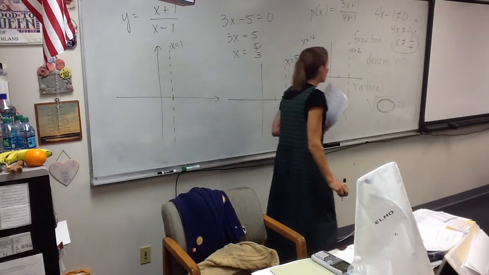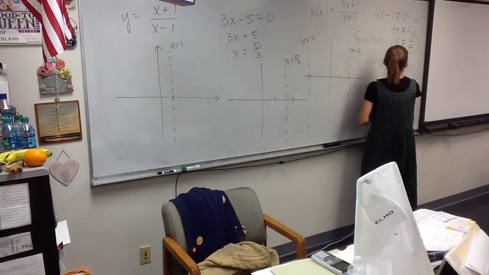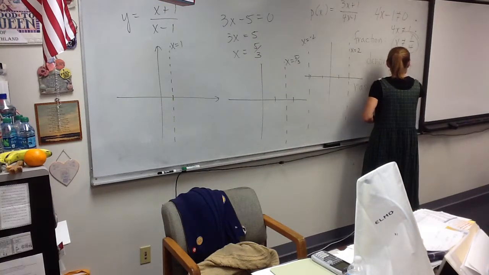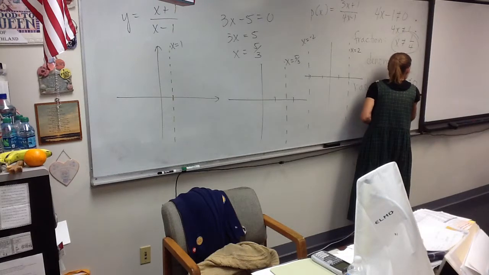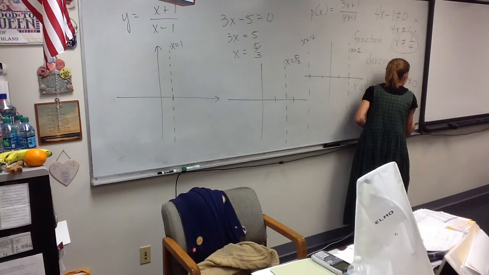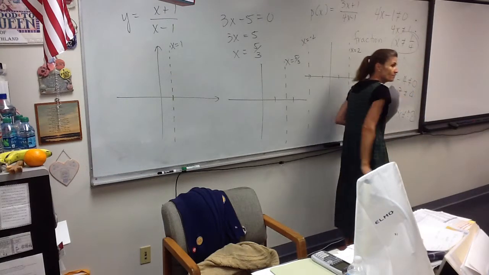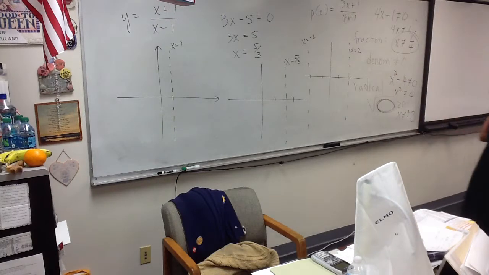Why is that? Because my denominator x squared minus 4 cannot be 0. So x squared cannot be 4, and x cannot be plus or minus 2. Those are your vertical asymptotes.